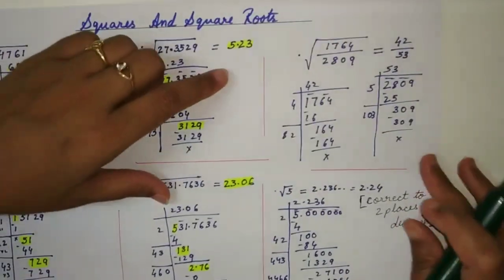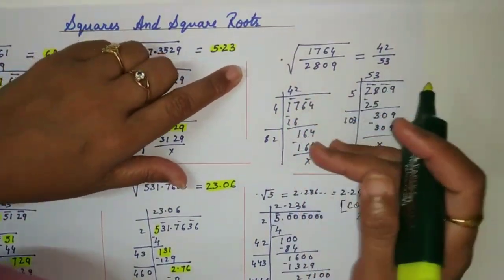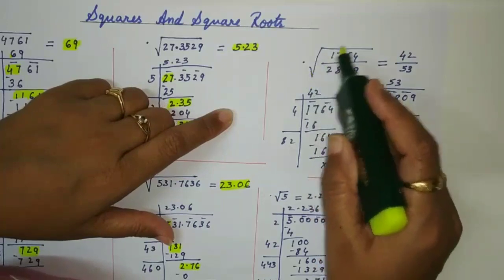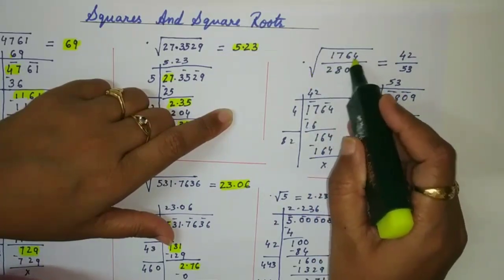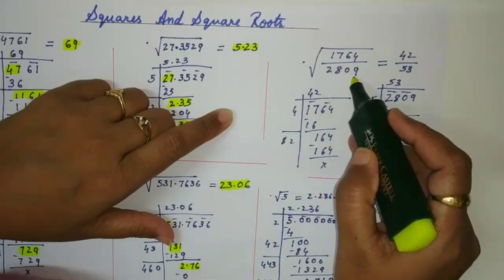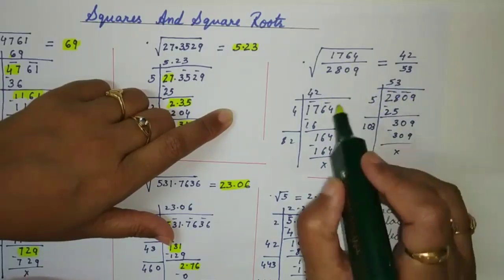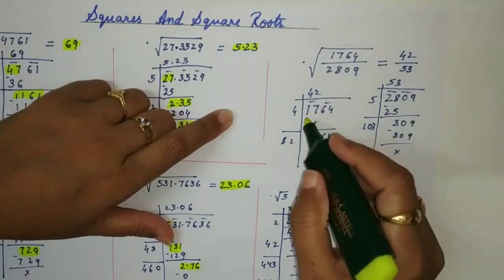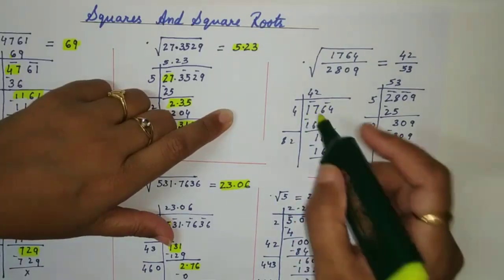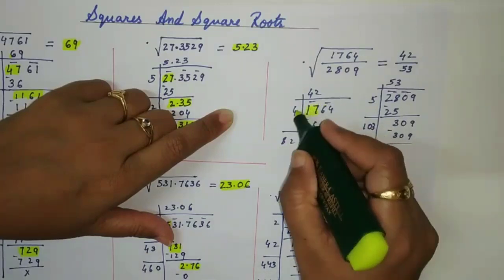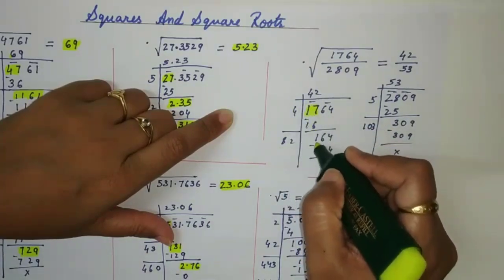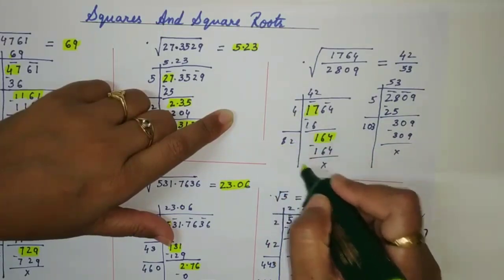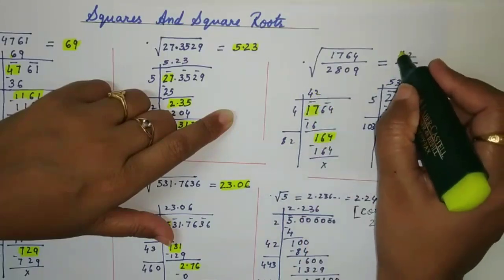I have taken a fraction question for you all children. Where this is square root of 1764 by 2809. So these two numbers are divided separately. That's a rough work, or you can show it on the working side also. So 1764 paired. The first number considered is 17. So the number is 4, 4 4s are 16. Difference is 1. 64 comes down, so it becomes 164. 4 plus 4, 8 into 2, 164. So the answer is 42.